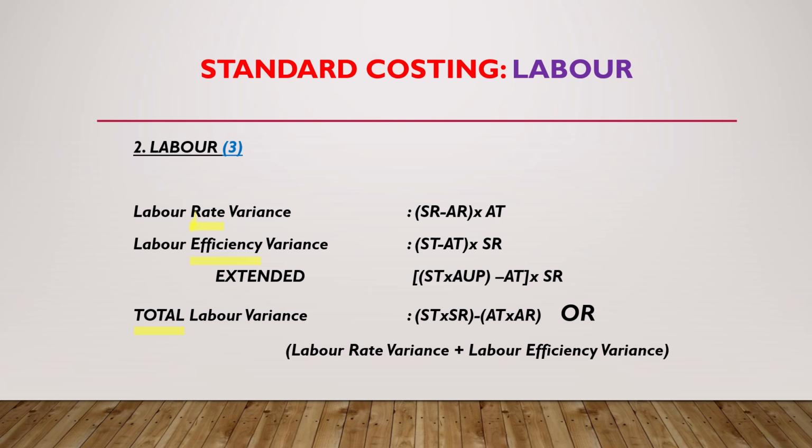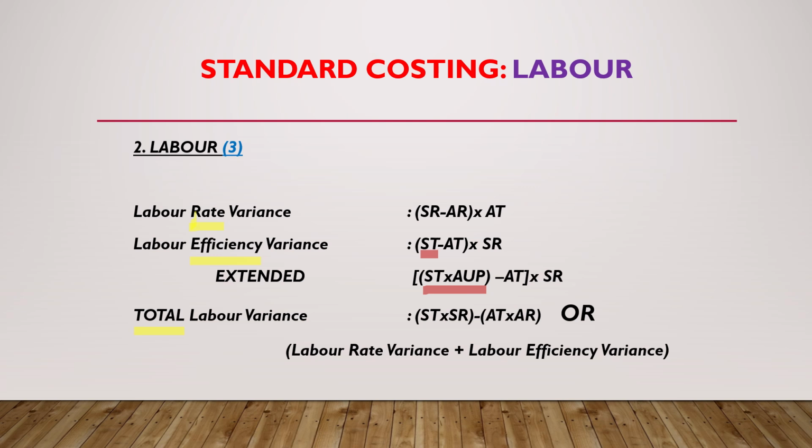And then when you calculate labor efficiency variance, remember efficiency is time. So you compare standard time with actual time multiplied by standard rate, and then you extend that formula. How do we extend that formula? You extend only this part. How do you extend it? You say standard time multiplied by actual units produced, just like in material variance, whereby you extended standard quantity, minus actual time multiplied by standard rate.